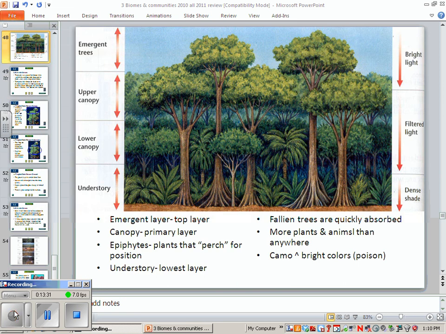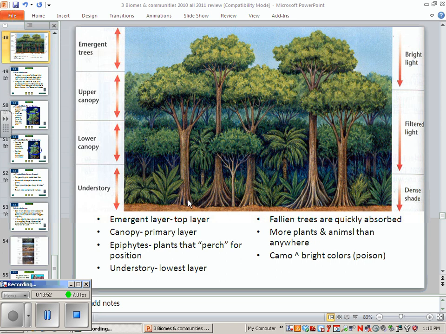Okay, remember in the tropical rainforest, you have life that is going to occur in canopies or in layers. Emergent are the very, very tallest. You have upper canopy, lower canopy, understory. Notice most of the roots are going to be spread out. They are going to be right close to the surface.